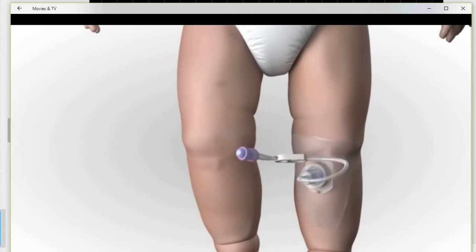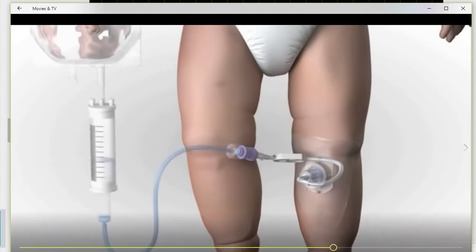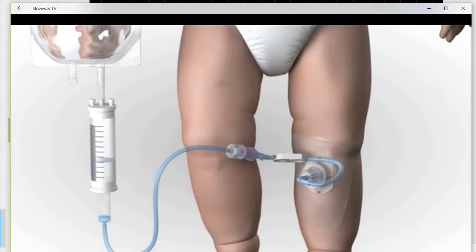For patients responsive to pain, please visit www.easyIOcomfort.com for additional information. Connect fluids if ordered. Infusion may need to be pressurized to achieve desired rate. Assess frequently for any signs of infiltration, extravasation, or other complications. Compartment syndrome is a serious complication that can result from unrecognized infiltration or extravasation.